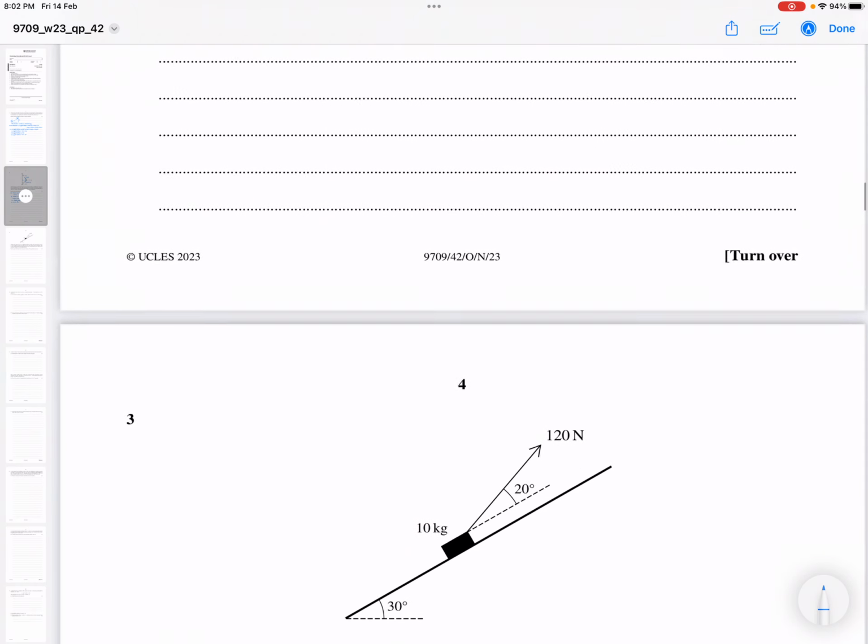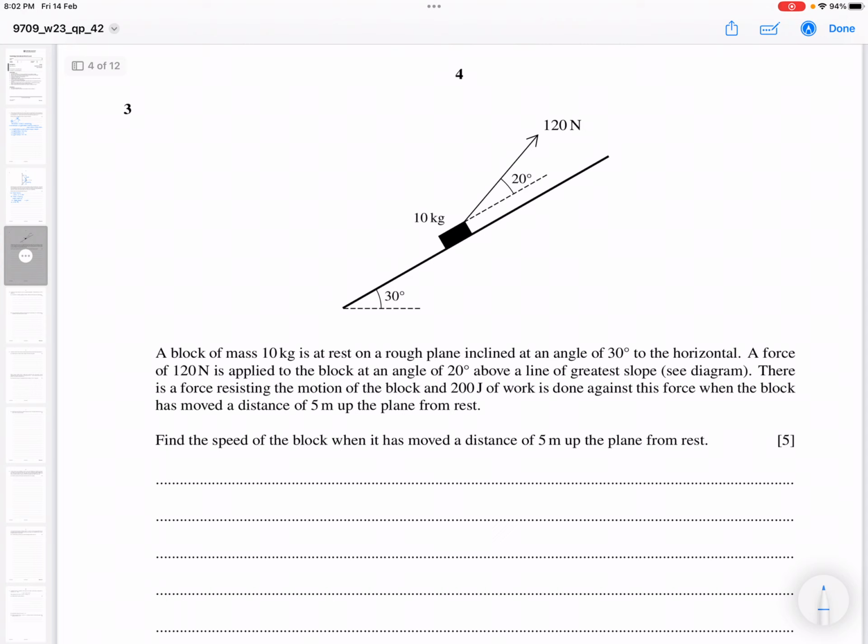Now your question number 3. A block of mass 10 kg is at rest on a rough plane inclined at an angle of 30 degrees to the horizontal. A force of 120 Newton is applied to the block at an angle of 20 degrees above a line of greatest slope. There is a force resisting the motion of the block and 200 joules of work is done against this force when the block has moved a distance of 5 meters up the plane from rest. Find the speed of the block when it has moved a distance of 5 meters up the plane from rest.